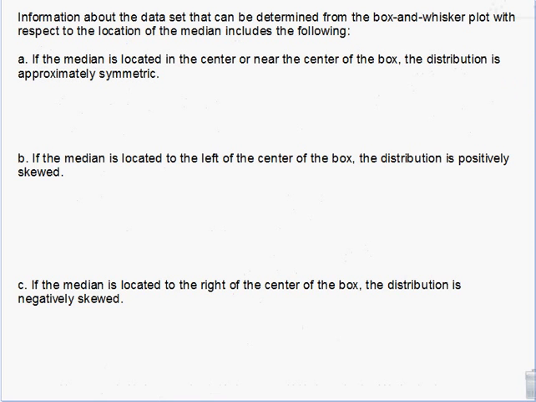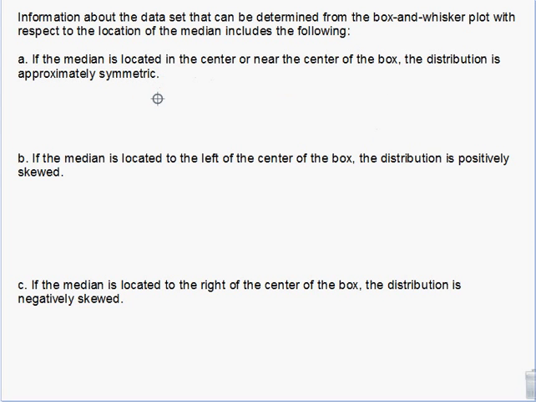More information about the data set can be determined just by looking at it really quickly. First of all, we can see where the median is, and the median of the bottom half and the median of the top half. We can see the max and the minimum really quickly. We can also figure out that if the median is located at the center of the box, the distribution is approximately symmetric.